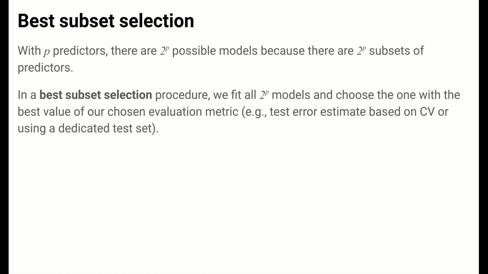When we have p predictors, there are 2 to the p possible models that can be formed from the inclusion and exclusion of these predictors. Why? Because for every predictor, there are 2 choices: include it or exclude it. 2 choices for each of p predictors results in 2 to the p possible models. In a best subset selection procedure, all of these models are fit, and we choose the one with the optimal value of our chosen evaluation metric. Remember that this metric should be a metric that fairly assesses test performance of the model, in contrast to training set performance.